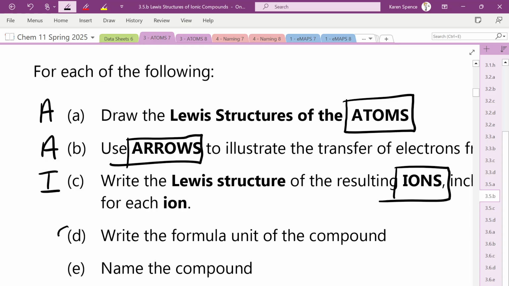Steps D and E, you don't have to do these because we've already done unit 4. You should be able to write the formula and name of a compound. So these are optional if you want to.